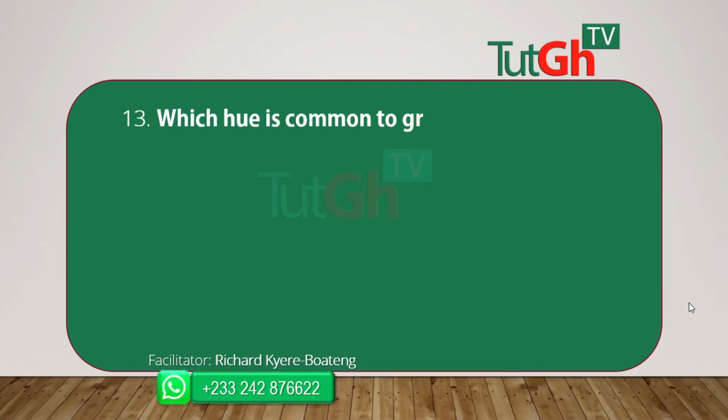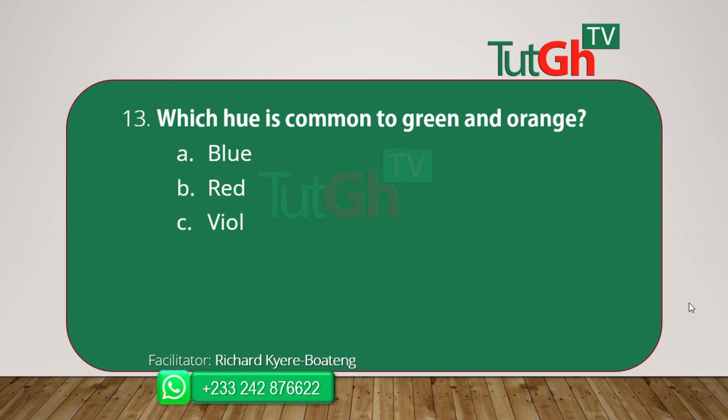13. Which hue is common to green and orange? A. Blue, B. Red, C. Violet, D. Yellow. The answer is yellow.